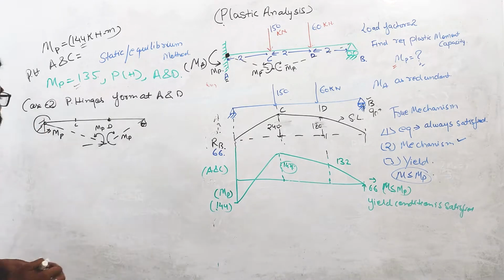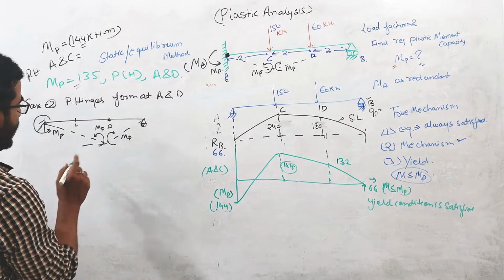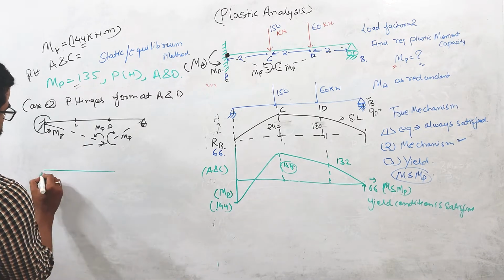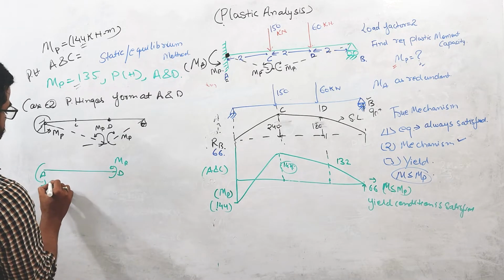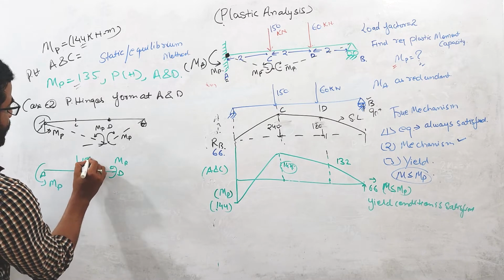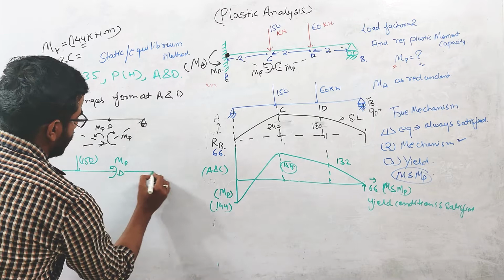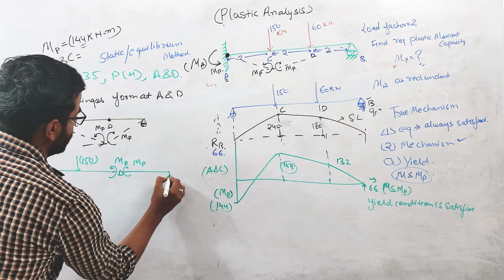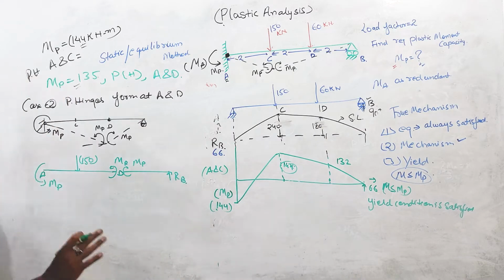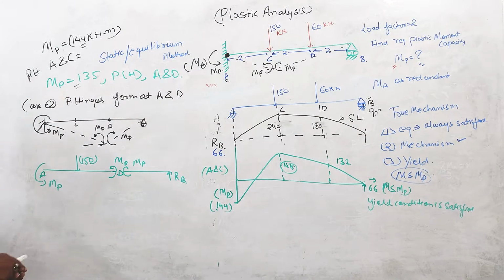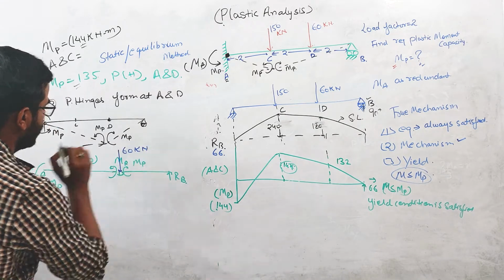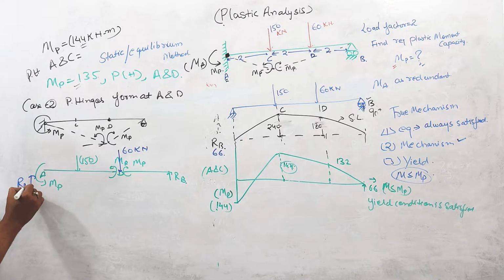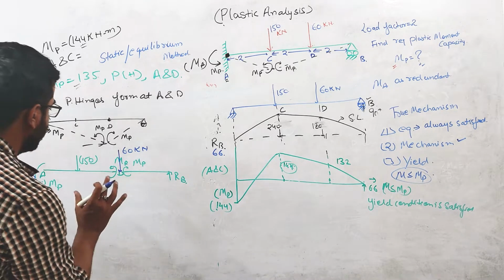Now if you consider the equilibrium of this AD part, this is A and this is D. Here this moment MP is acting, here also this moment MP, here one point load of 150 at the collapse, here again the MP, and here this is the RB reaction. The free body diagram will look like this, and at this D point there is a point load of 60 kilonewton. And there will be one reaction RA at this point.